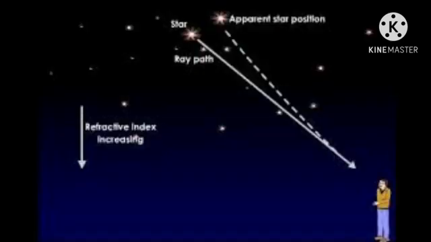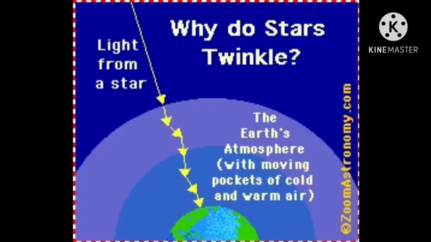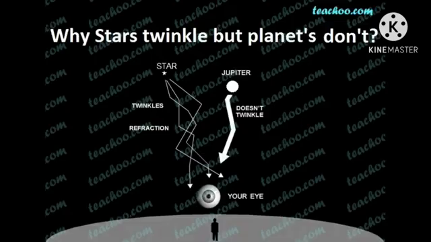This position of the star is not stationary again. It keeps on changing slightly because the physical condition of the Earth's atmosphere is also not stationary. In some places it will be hot, in some places it will be cool. So when light travels from a denser medium to a rarer medium, it will move away from the normal. When it moves from rarer to denser, it moves towards the normal. It goes on changing.